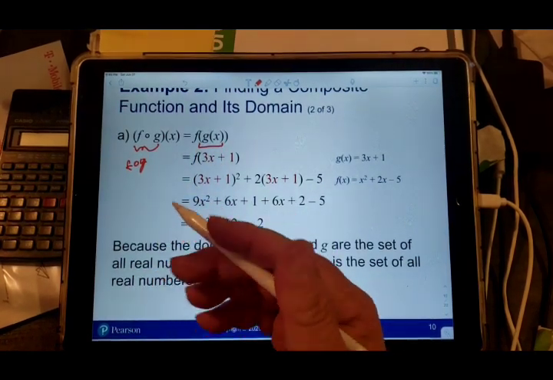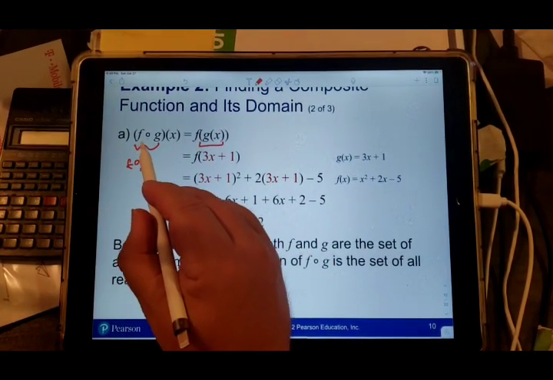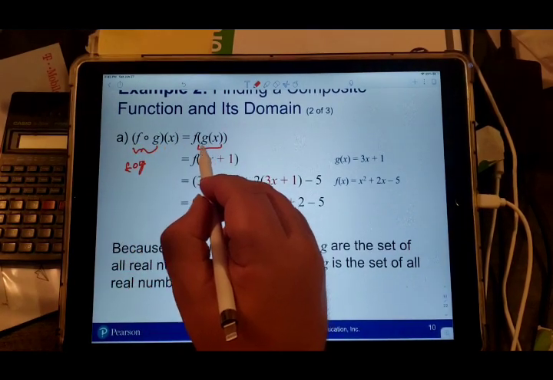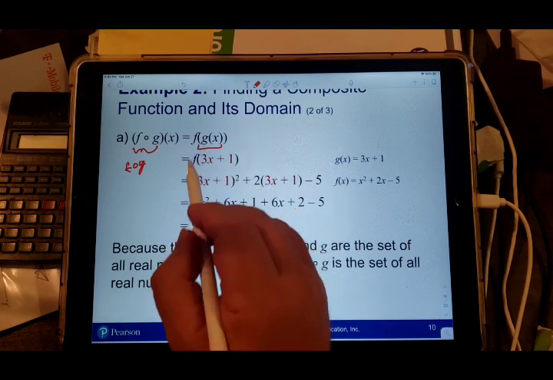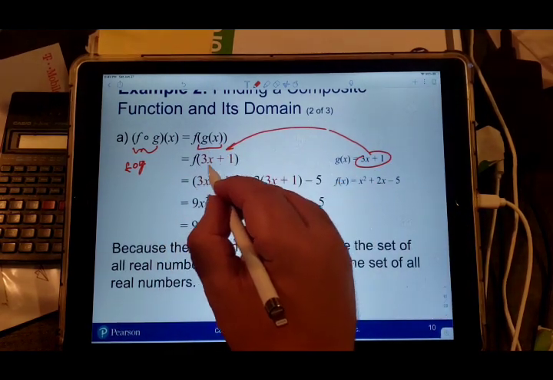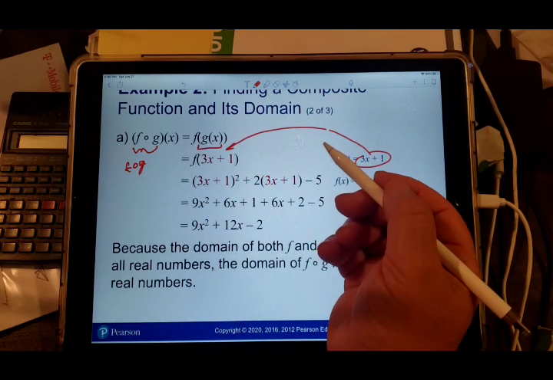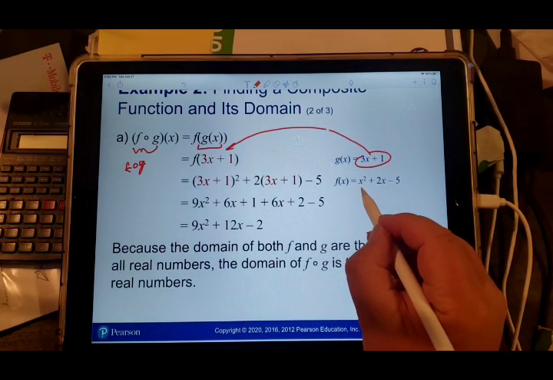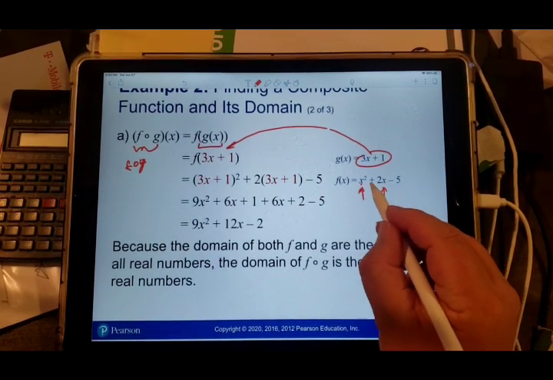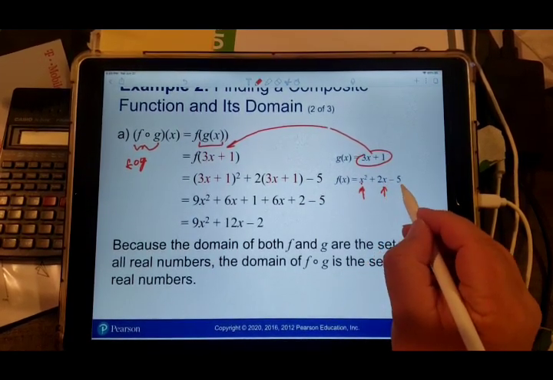There really can't be any question here. Why did they do this step? Because that's what f of g of x means. It means f of g of x. All right. So we're going to take g of x and put it in for the argument of f. What does f say to do to the argument? It says to square it, and then add 2 times it, and then subtract 5.